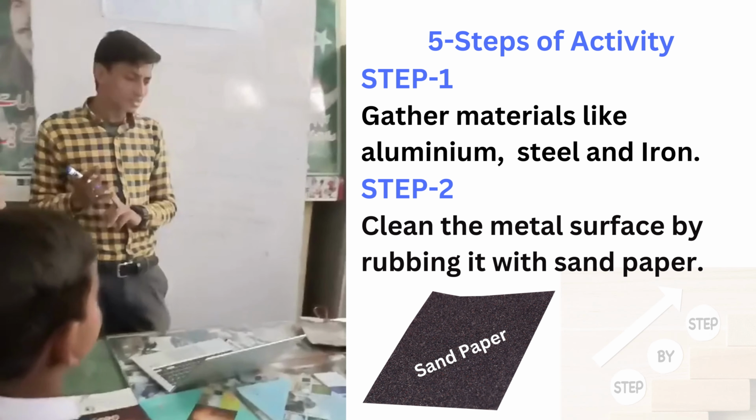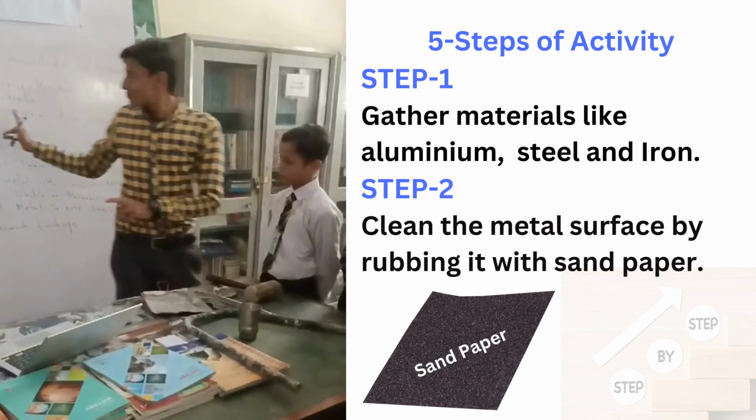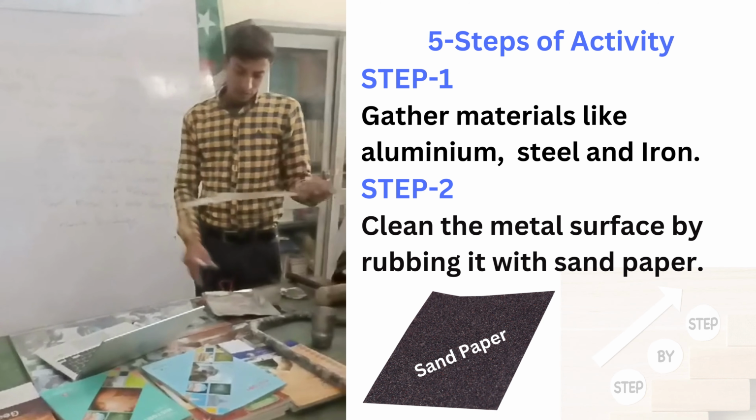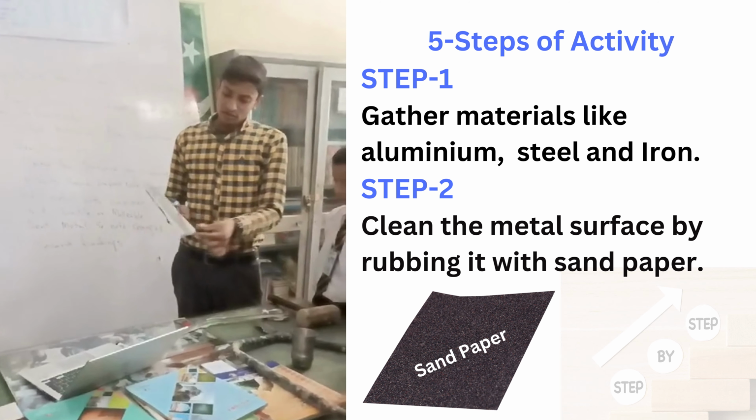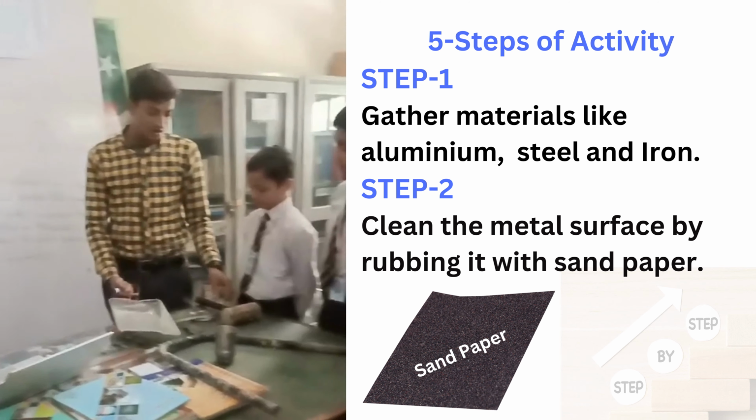In step 1, we will gather the materials. This is aluminium, this is steel with a rough surface. This steel has a rough surface, and this is the iron pipe, and this is also a steel glass.